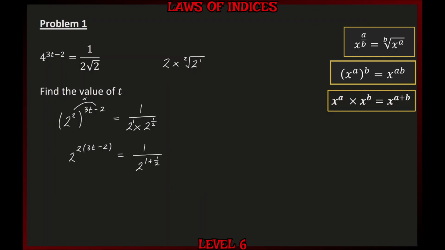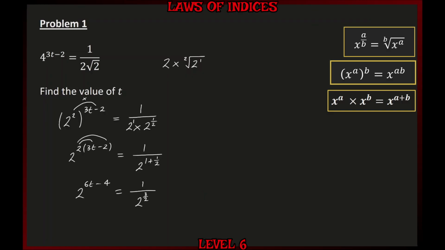Going back to the left hand side of the equation, we can now expand the bracket in the power, and we have 2 to the power of 2 times 3t, which is 6t, and 2 times minus 2 is minus 4. On the right hand side of the equation and looking at the denominator, we can add those powers together, and 1 plus a half becomes 3 over 2.